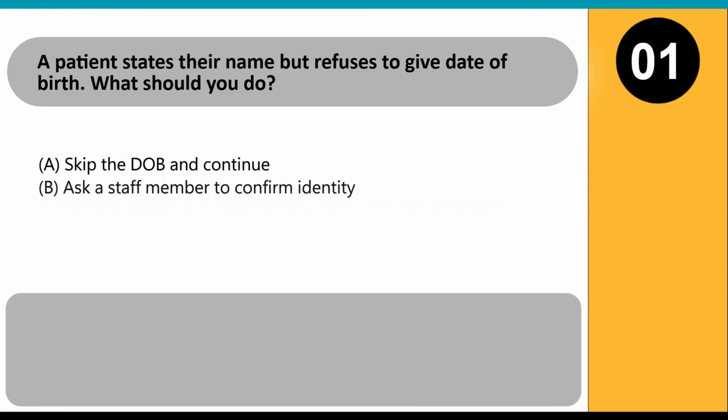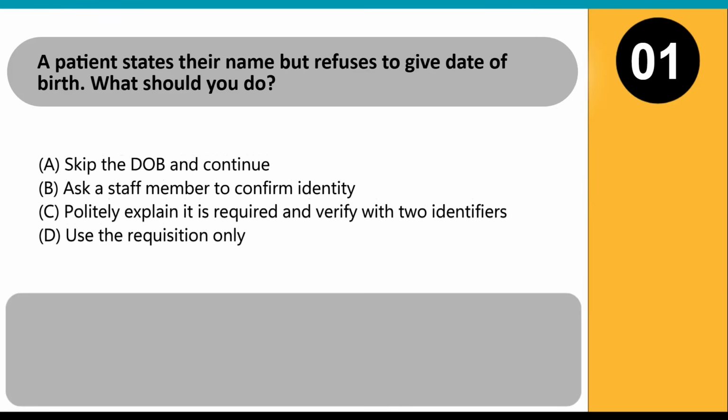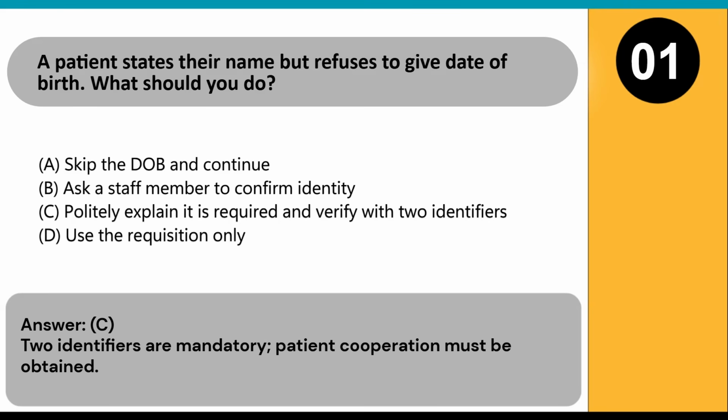A patient states their name but refuses to give date of birth. What should you do? A. Skip the DOB and continue. B. Ask a staff member to confirm identity. C. Politely explain it is required and verify with 2 identifiers. D. Use the requisition only. Answer: C. 2 identifiers are mandatory.